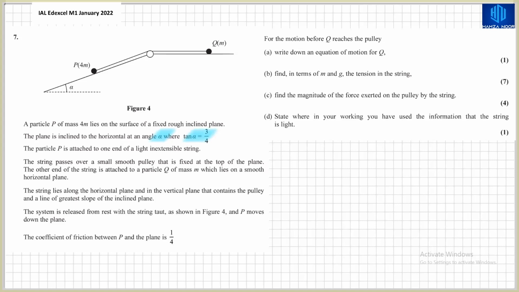And then it says that the particle P is attached to one end of a light inextensible string. The string passes over a small smooth pulley that is fixed at the top of the plane. The other end of the string is attached to a particle Q of mass m kg, which lies on a smooth horizontal plane. Okay, so the particle Q is on a smooth horizontal plane and P is on a rough inclined plane. And then it says that the string lies along the horizontal plane and in the vertical plane that contains the pulley and a line of greatest slope of the inclined plane.